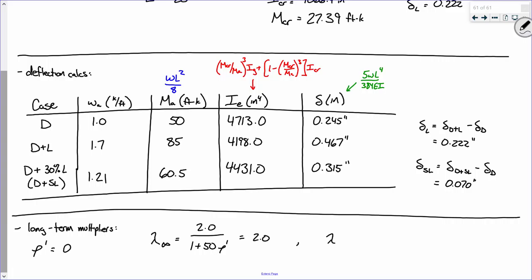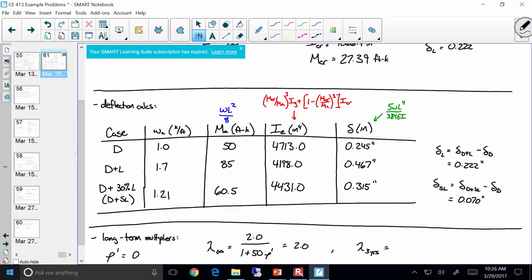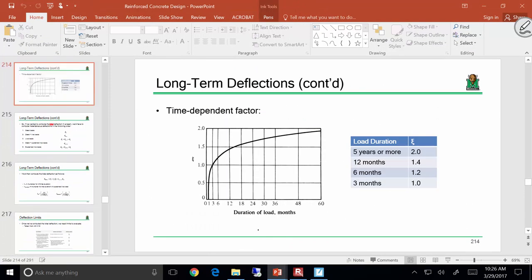Now, we also need a multiplier for the duration of live load. Now, how long is the live load sustained? 3 years. 3 years, okay? Now, if the live load is sustained for 3 years, what is our time-dependent factor? How many months are in 3 years? 36. If I'm at 36, about 1.8? Something about like that, right? Does everybody see that? 1.77. I'm going to call it 1.8, just to be conservative. So I'm reading about that point right there. Is that all right? Yeah, just eyeball it. And to the nearest tenth is fine.